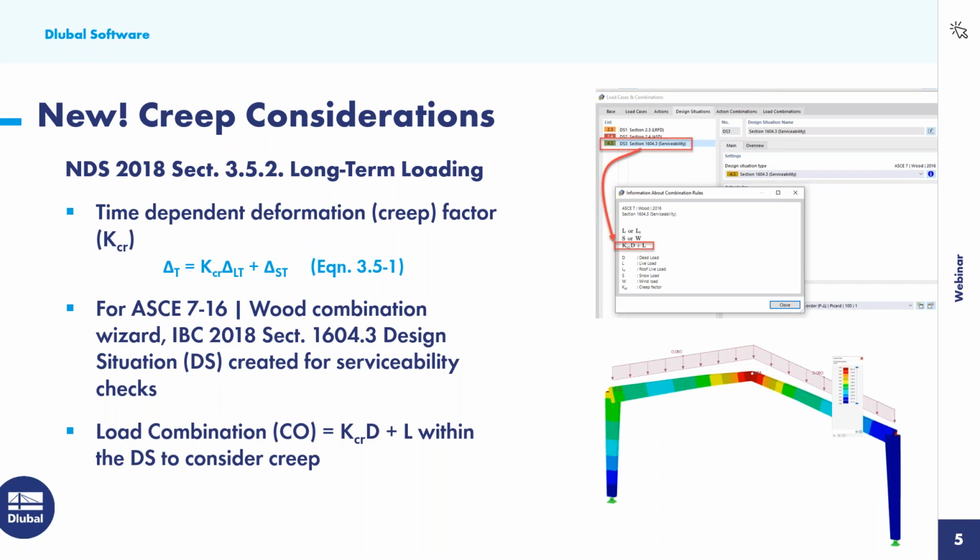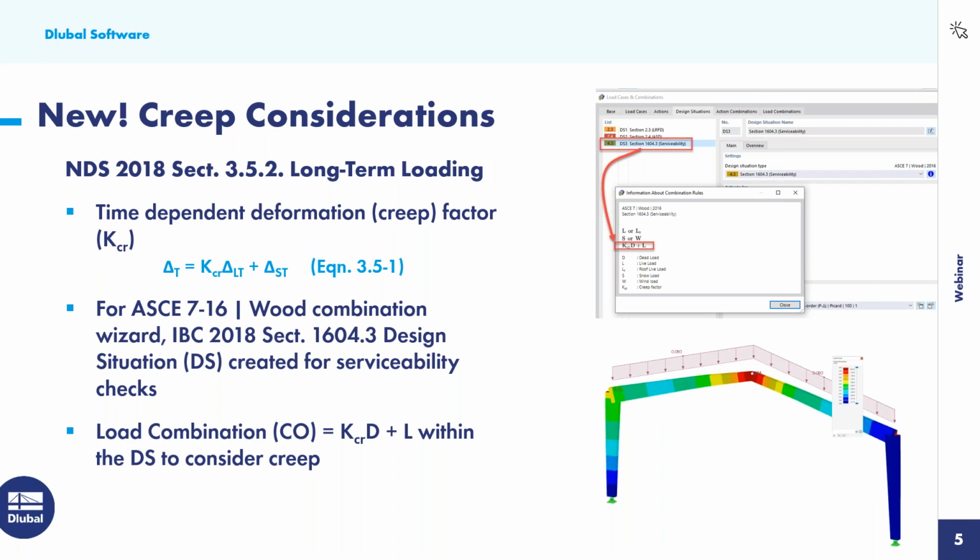Within the code, and this section in particular, it talks about the time-dependent deformation or the creep factor K sub CR. And this factor should be applied to the long-term deflection, but not the short-term, in order to be considered for the total deflection according to equation 3.5-1, and we can see that written here. So when we automatically generate these load combinations according to the ASCE 7, in particular wood, we are going to create a third design situation.